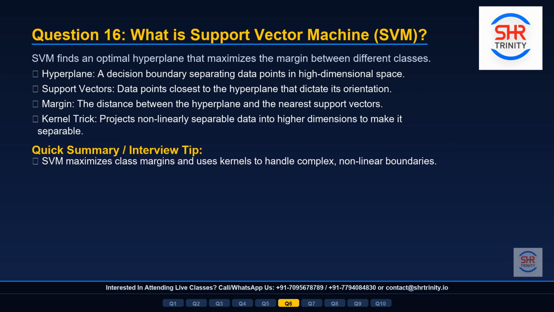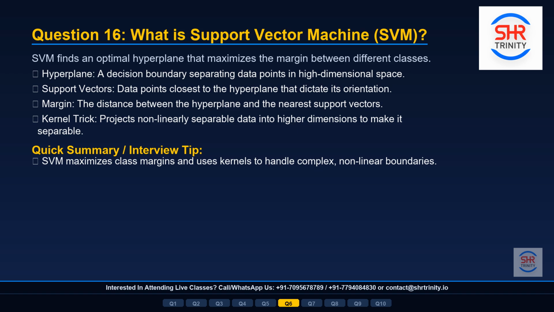Support vector machine, or SVM, is a powerful supervised algorithm primarily used for binary classification. The objective of SVM is to find an optimal decision boundary, called a hyperplane, in an n-dimensional space that splits data points of different classes. SVM does not just find any boundary, it specifically searches for the hyperplane that maximizes the margin. The margin is the distance between the hyperplane and the closest data points of any class, which are called support vectors. These support vectors are critical because they determine the position and orientation of the boundary.